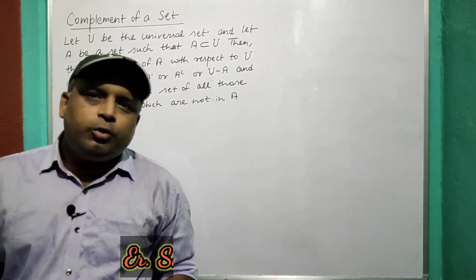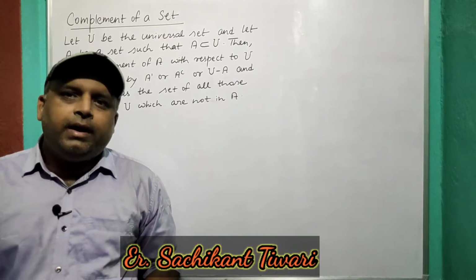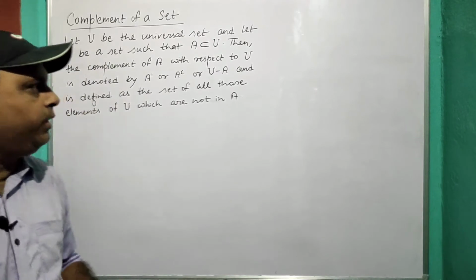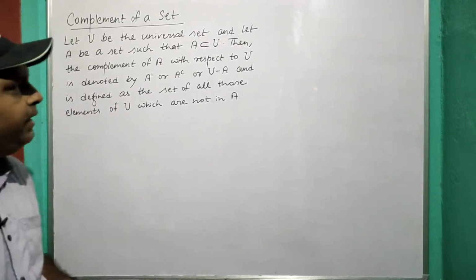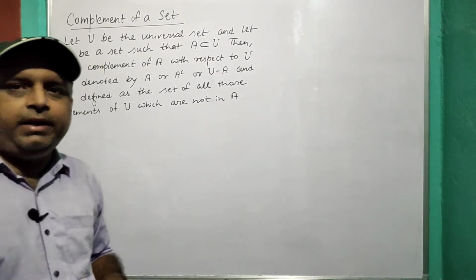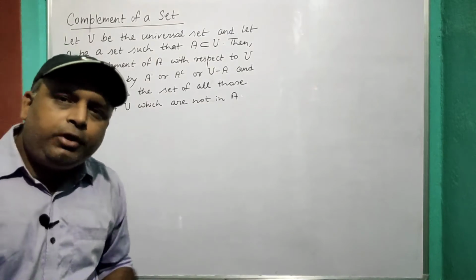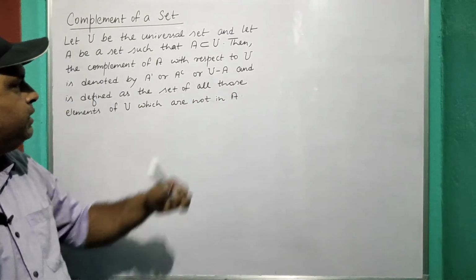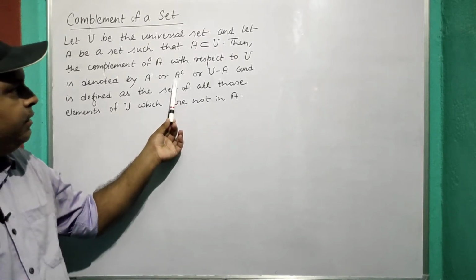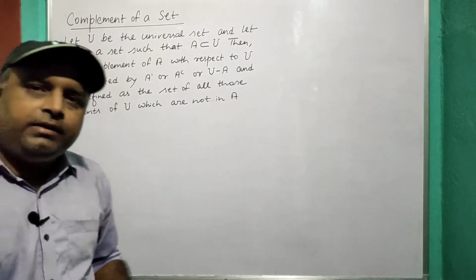Hello students, today I am going to discuss the complement of a set, its properties and the De Morgan's law, which is based on these complements. If U is a universal set and there is a set A which is a subset of this universal set, then the complement of set A with respect to this universal set is denoted by A dash, or by writing C here, or U minus A.